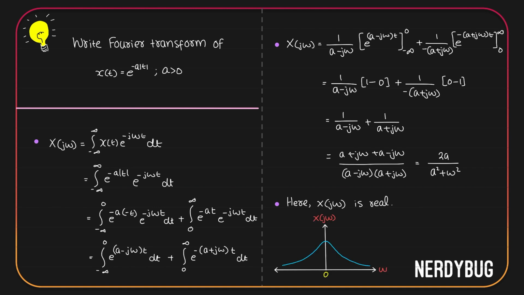X of j omega has its maximum value at omega equal to 0. At omega equal to 0, we get 2a divided by a square plus 0 square, cancelling a and a from numerator and denominator. This becomes 2 divided by a. So the maximum value is 2 divided by a.